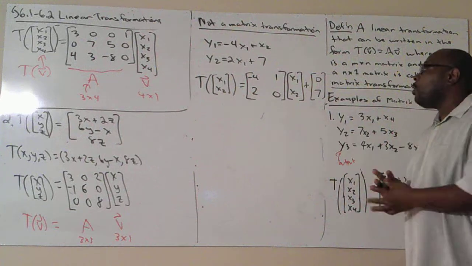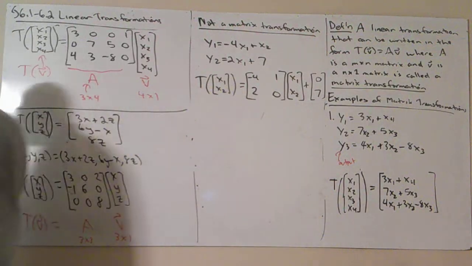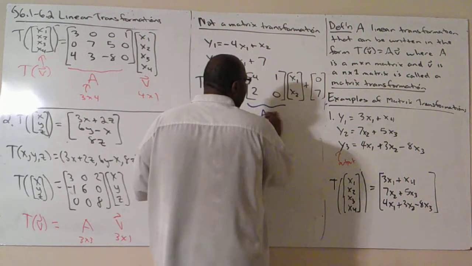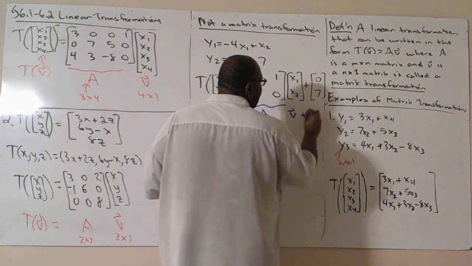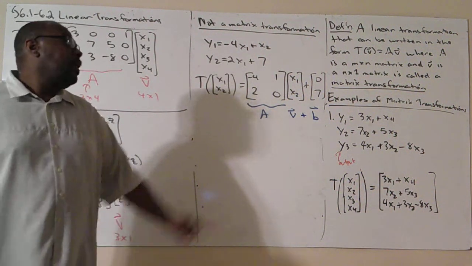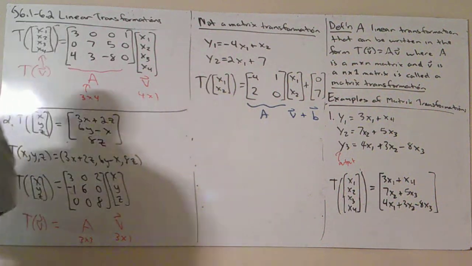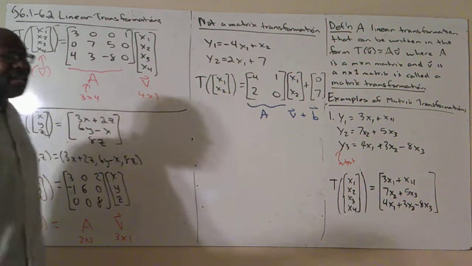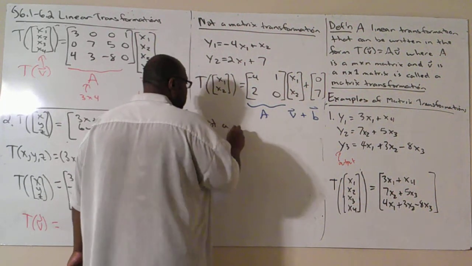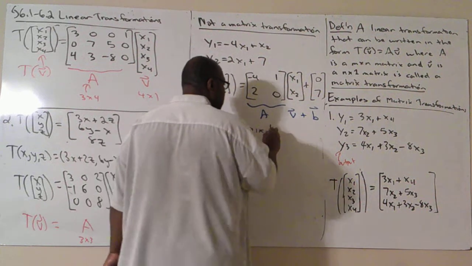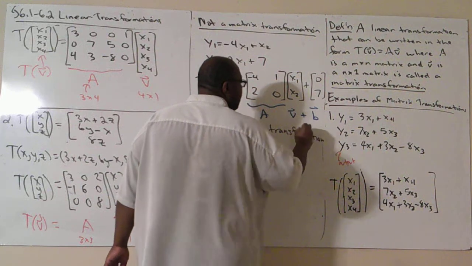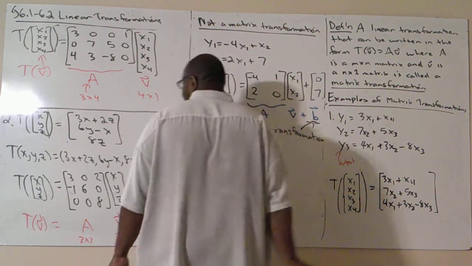So this is not a matrix equation because essentially I have this instead: A times V plus B. This is not a matrix equation, or not a matrix transformation. Sorry, this is not a matrix transformation, because the only thing it should be is A times V. And this is the issue because of this guy right here.